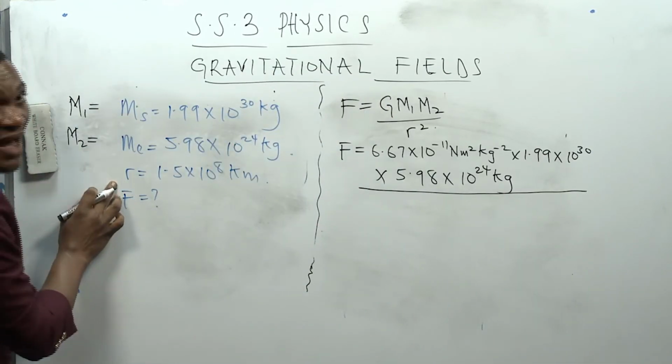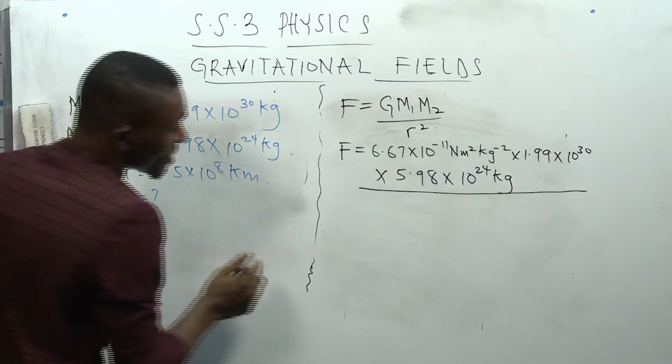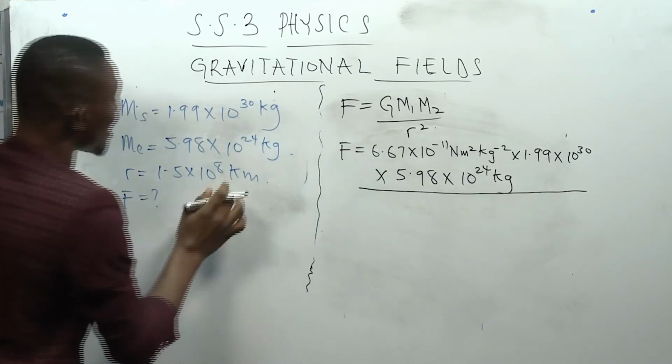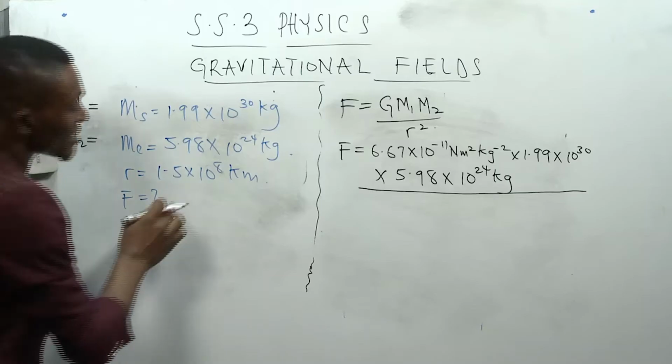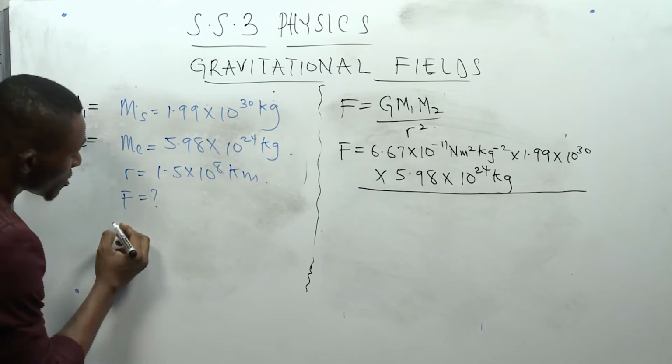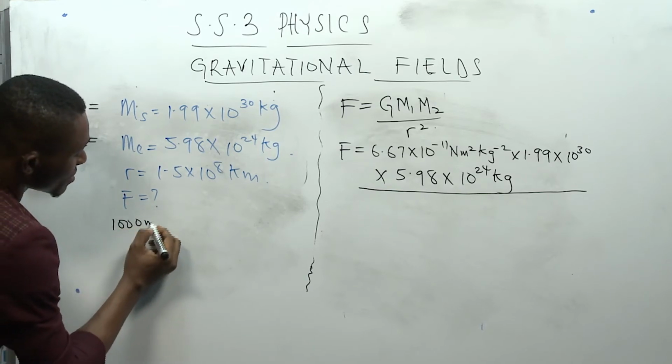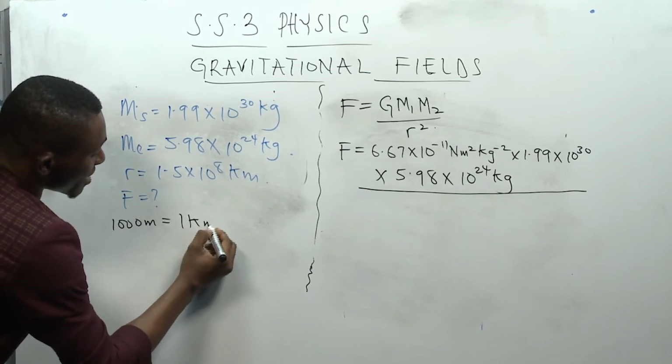all divided by their distance apart, which is 1.5 times 10 to the power of 8, but we have to convert that to meters because I told you in the other example that the SI unit for distance is meters. So if we make use of our kilometers here, we are going to get the wrong answer. So we have to convert that to what? To meters. And how do we convert kilometers to meters? We know that 1,000 meters is equal to 1 kilometer.